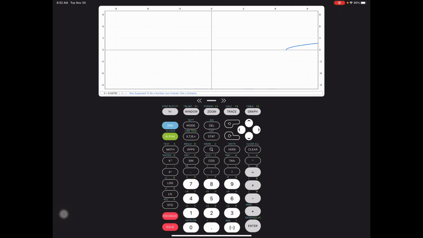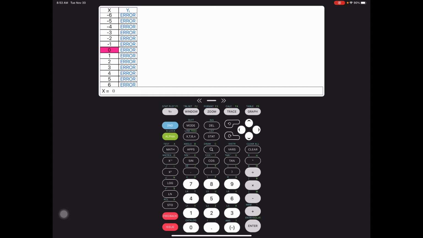You can also look at your table of values. So if I hit second graph, I'm looking at the table. You see a bunch of error messages. However, if I keep scrolling down, there's the first time I don't receive an error message. So it's telling you that your x values start at 7 and your y values start at 0. So that's another way you can help yourself with these equations trying to figure out your domain and range.